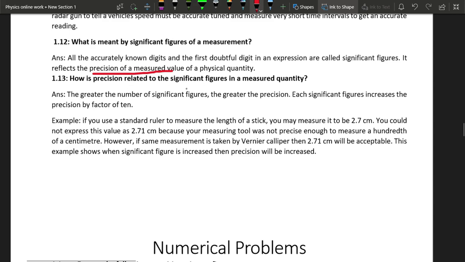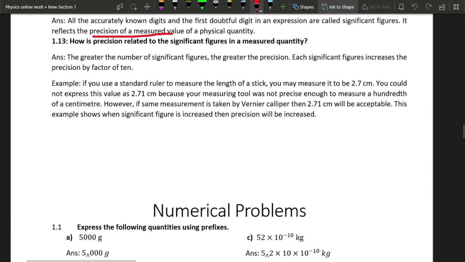How is precision related to the significant figures in a measured quantity? Now this is the explanation of this question. We have two questions regarding significant figures. The greater the number of significant figures, the greater the precision. Each significant figure increases the precision by a factor of 10. Now what does this mean?